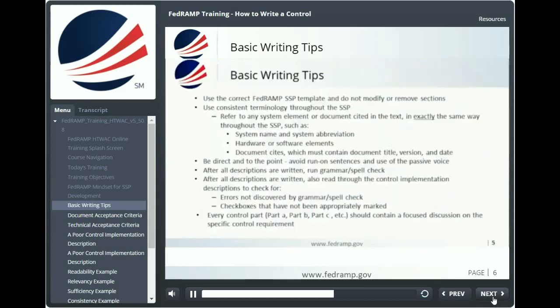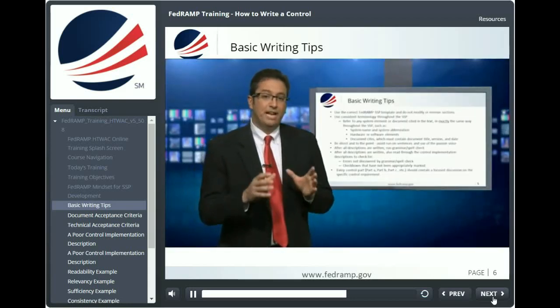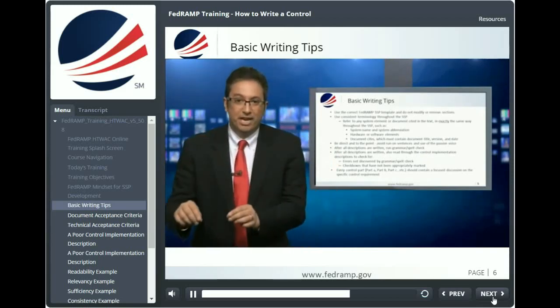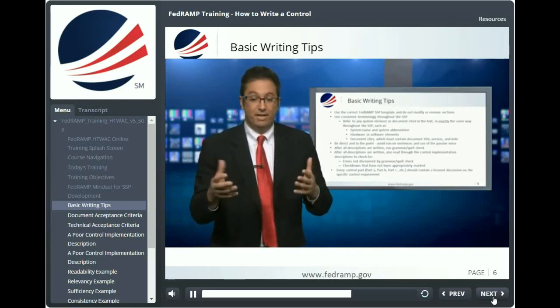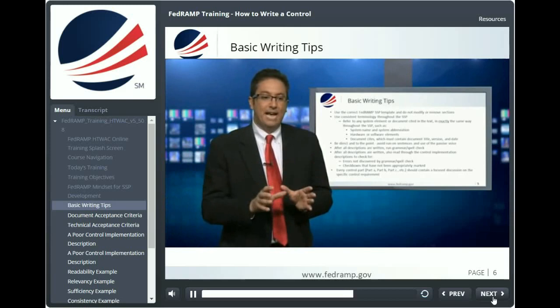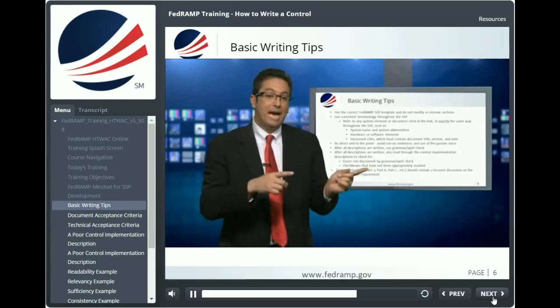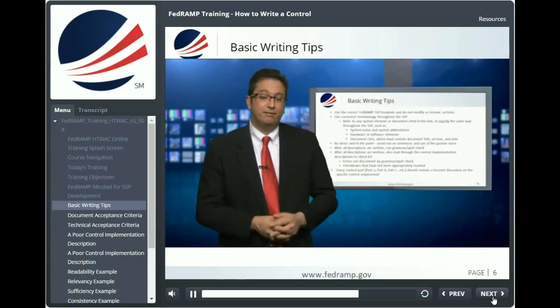And last but not least, make sure if you have a control, for example, AC-2 is one that comes to mind, that has, I believe, A through K in there, you answer A, B, C, D, E, F, G, H, I, J, and K, all of them, and make sure that they stand alone. They do sort of tell the story as you go through, but you want to make sure that each implementation for each individual assessment objective, those are A through K, stands alone and tells the story as it relates back to that individual assessment objective.